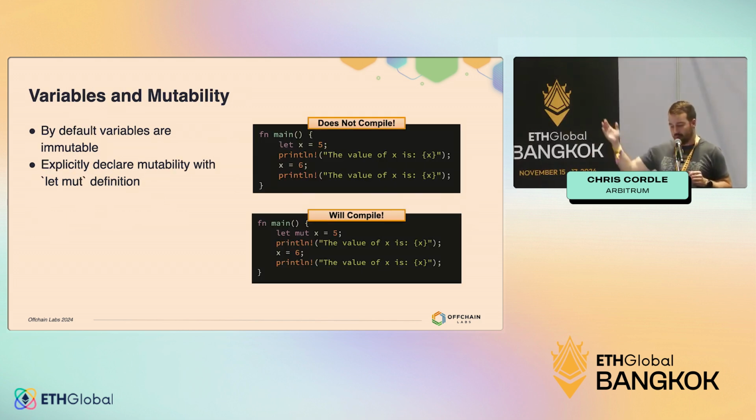This is how you work with variables in Rust. Variables are actually immutable by default. So when you say let x equals 5, that's an immutable value. But if you say let mut x equals 5, that's a mutable value now, and you can mutate that value.